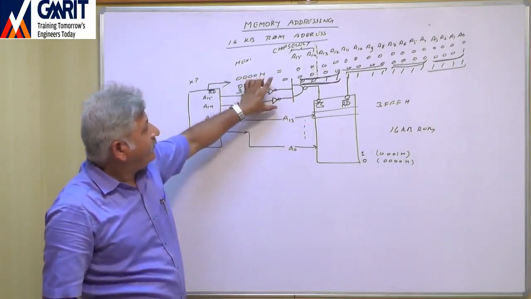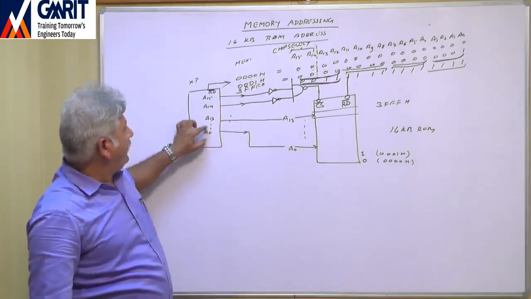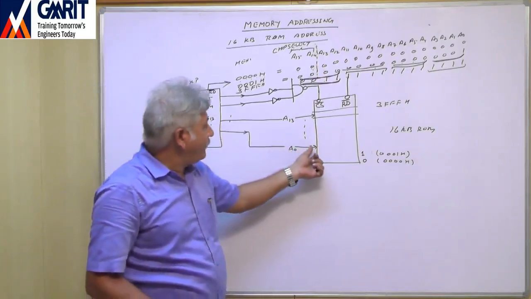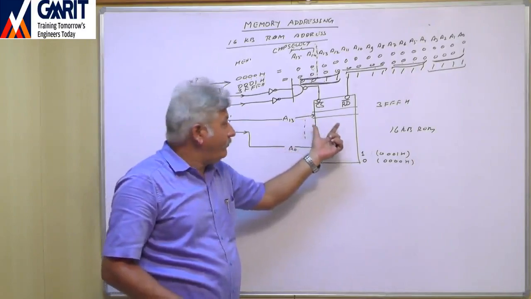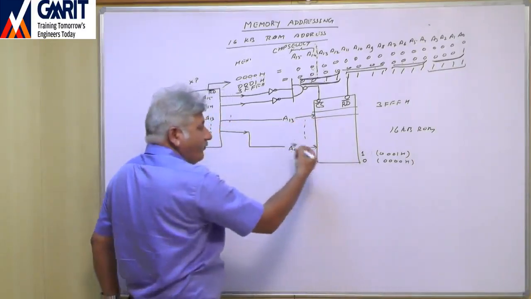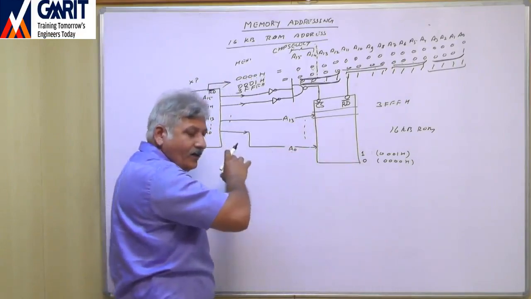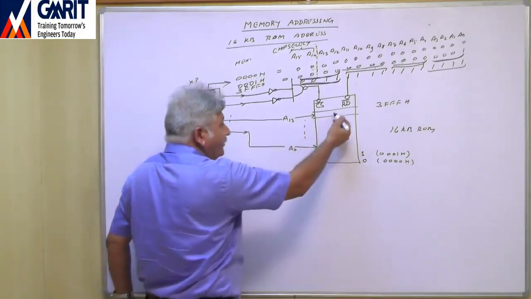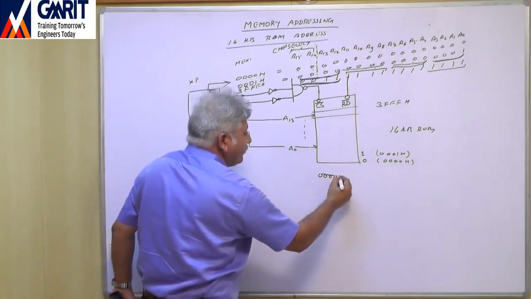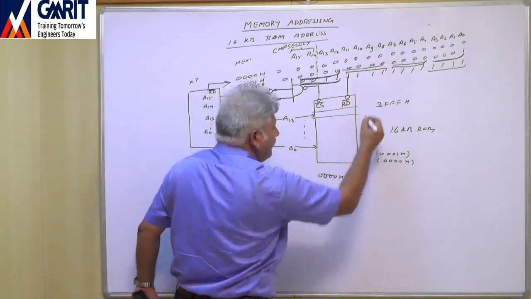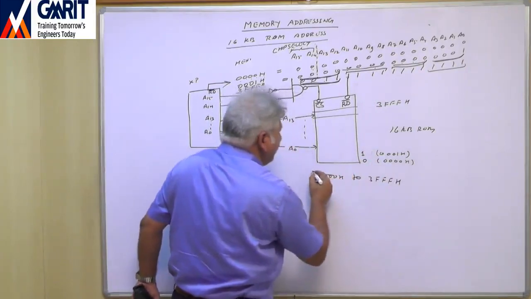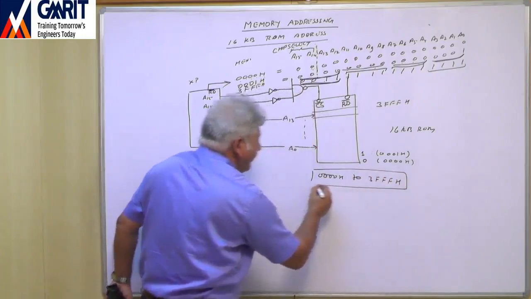So if we design this decoder in this way, A14 and A15 are connected to this NAND gate through the inverter, and the A0 to A13 address pins of the microprocessor are connected to the A0 to A13 pins of memory, then the memory map, meaning the memory range, the address range of this 16 KB memory, will be from 0000H to 3FFFH. This will be the memory range.